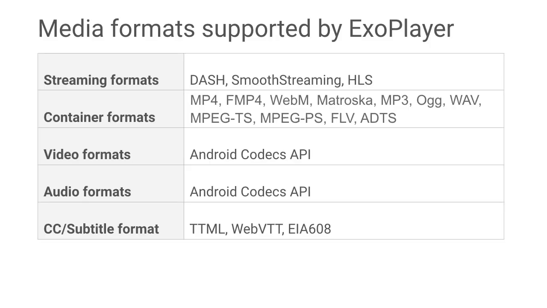A question which comes up very quickly when I talk to my partners is, which media formats are supported by ExoPlayer? That's not really an easy question. So let's start with the first row of this table. Let's start with the streaming formats. I already said it's DASH and Smooth Streaming and HLS. These are the streaming formats which are supported by ExoPlayer, while HLS is also supported by the media framework. Only ExoPlayer supports DASH and Smooth Streaming.